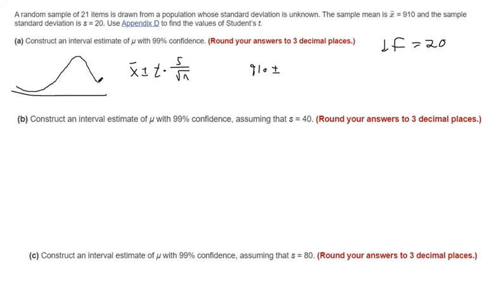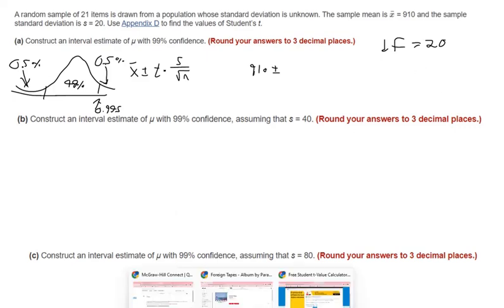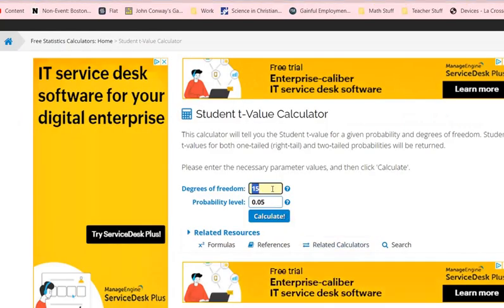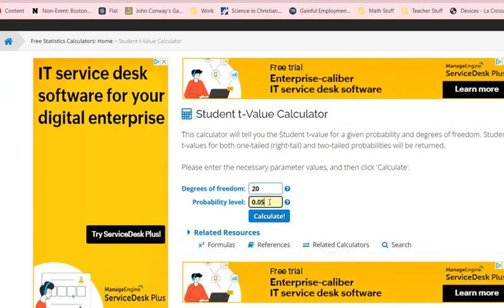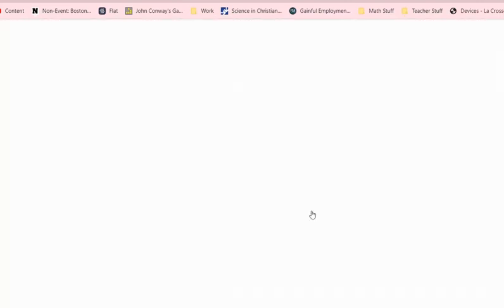If you want to have 99% in your center, then that means you want 0.5% over here and 0.5% over here. So what we're going to type into our calculator is 0.995. So we've got degrees of freedom 20 and then 0.995. So wait, was it really 20? Yeah. 20 and 0.995.